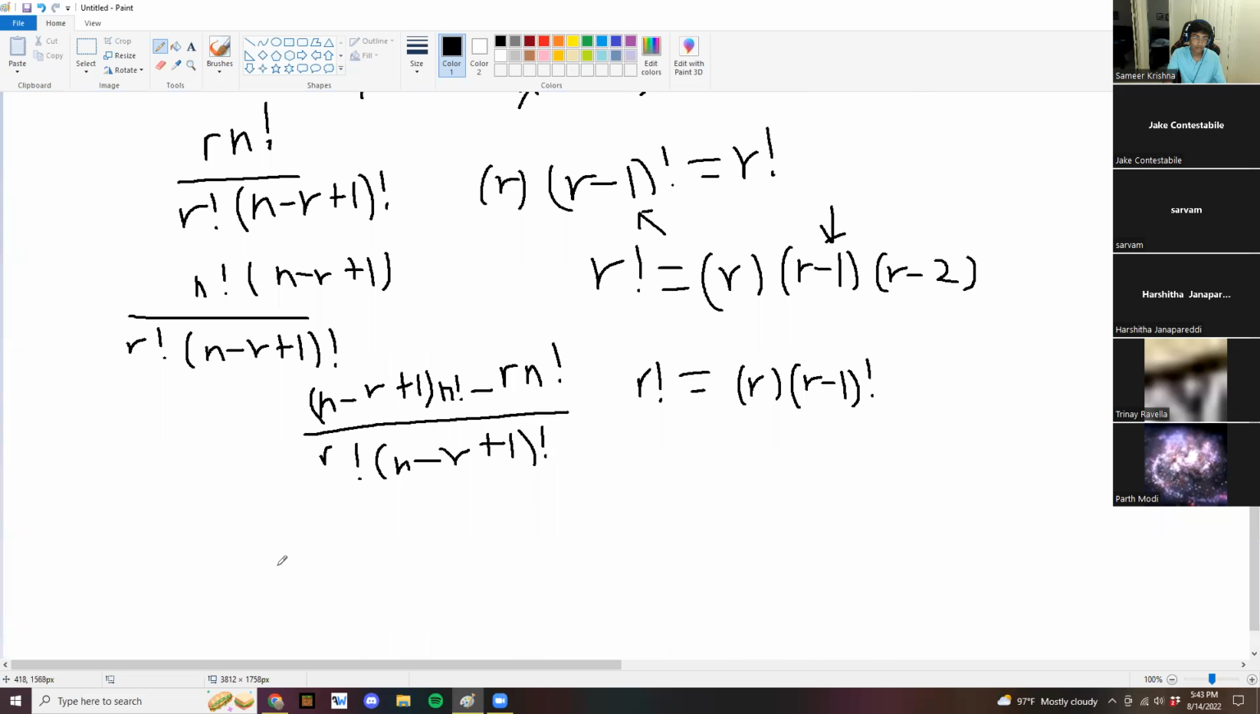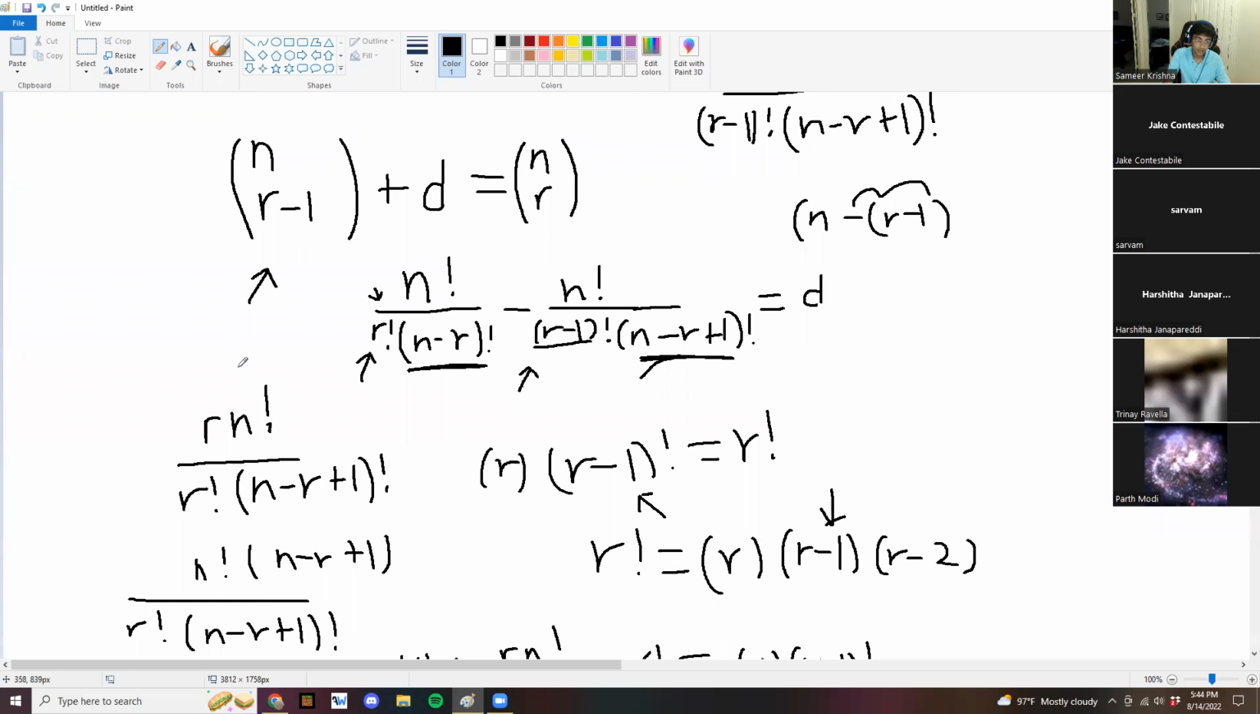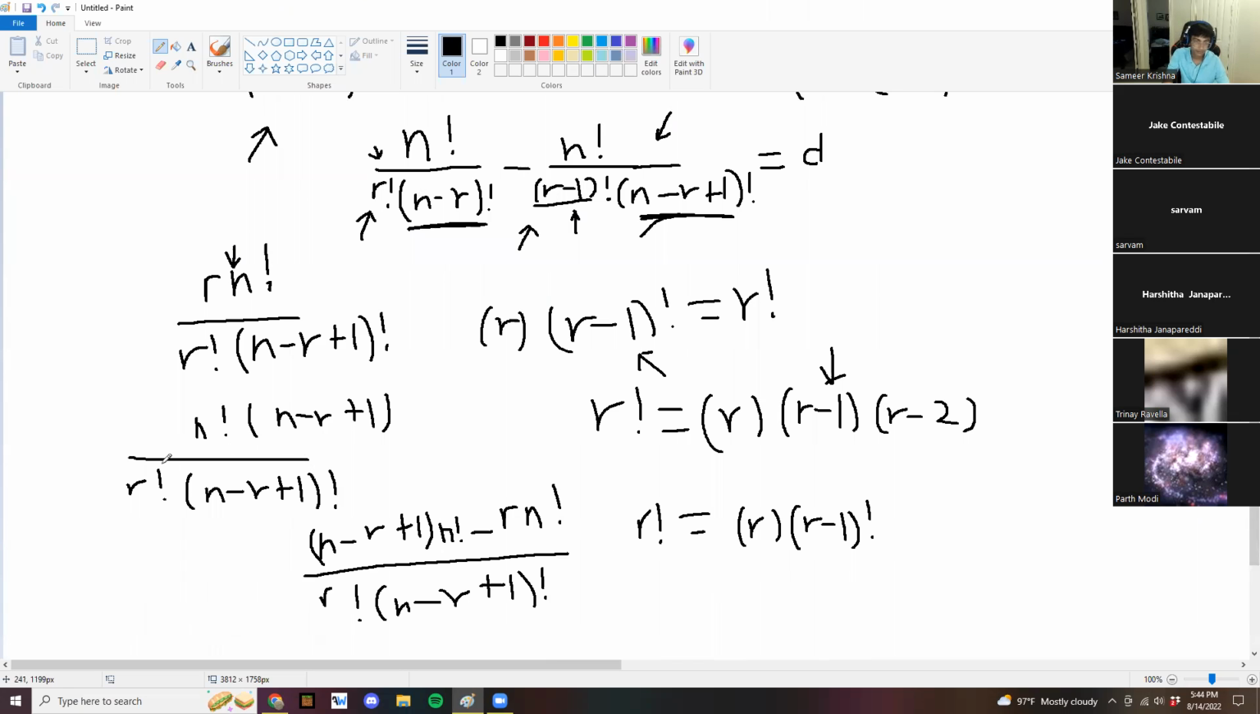Explain how you got the numerators. Oh, the numerator. So for this one, this right here is this, right? So for this one, all we did was multiply by r, right? So you multiply the top and bottom by the same thing. So r times n factorial is r n factorial. And for the bottom, it just turns into r factorial n minus r plus 1 factorial.